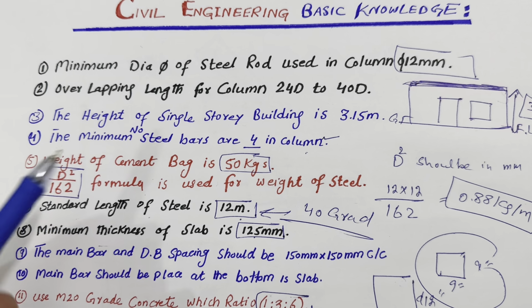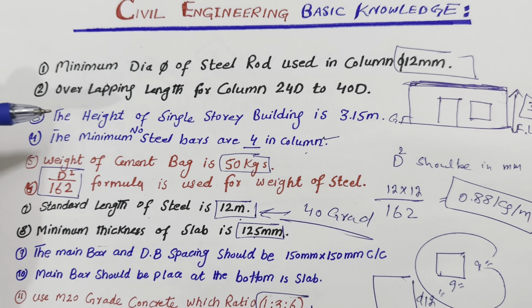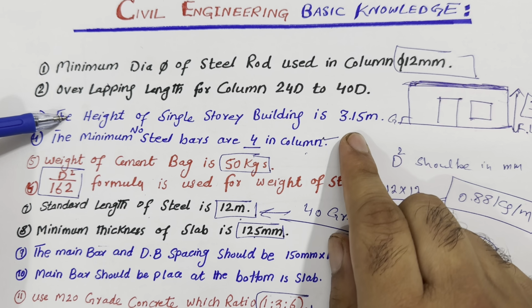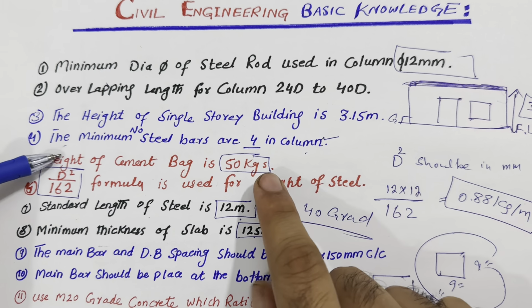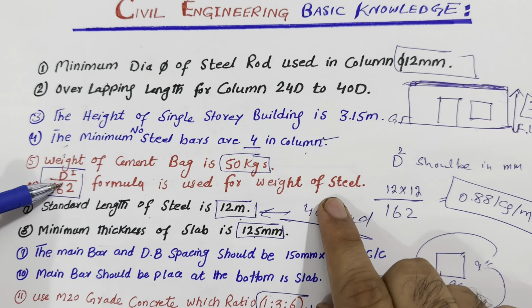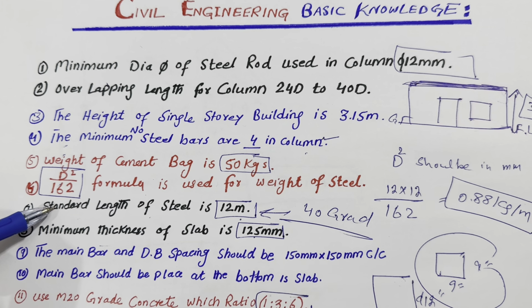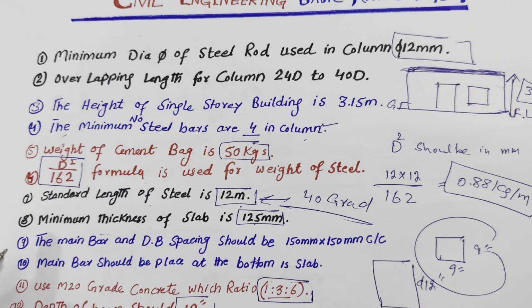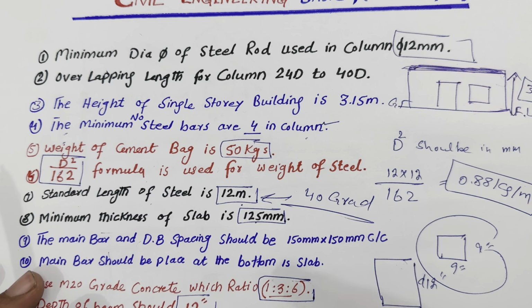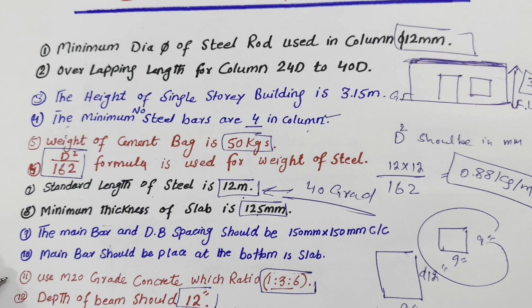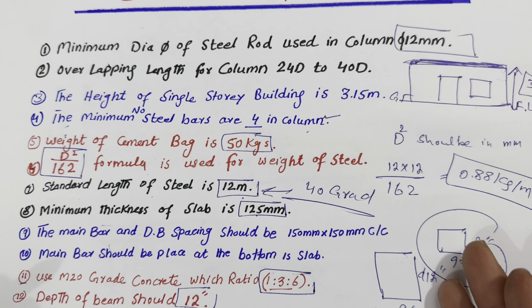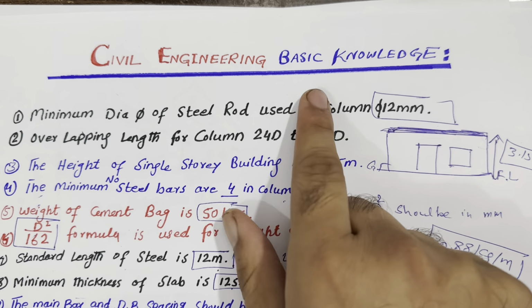The topic is especially for steel reinforcement. The next one is about building height, and also for the column, and also for the cement, also for the weight of steel, also for the steel reinforcement, guys, you can see. And also we are providing RCC slab, about RCC slab, main bars, distribution bars. So everything is inside this. About the concrete we have discussed, about the beam we have discussed, because the topic is civil engineering basic knowledge.